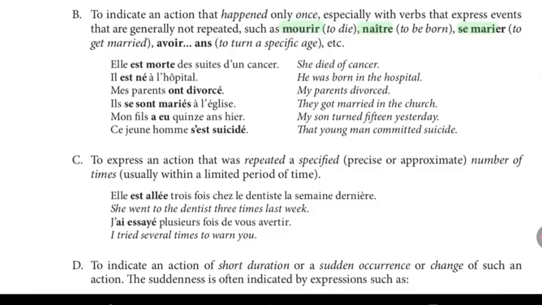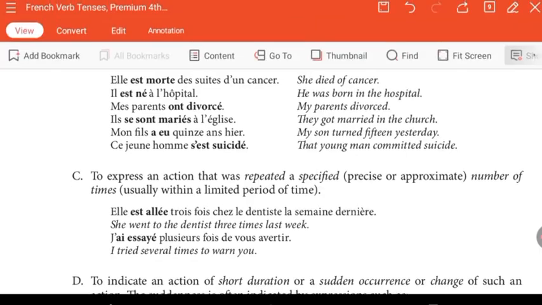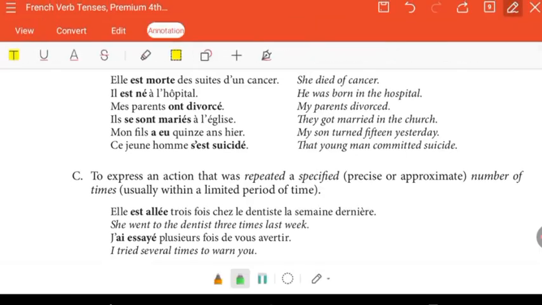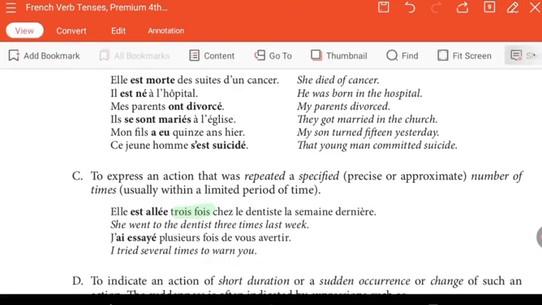Now, an action that is repeated, where it's specified, a precise number of times. Now, look at this sentence now. For number three, we can see we have, for example, elle est allée 3 fois. This marker of time, that's why we must use passé composé. 3 fois chez le dentiste. So she went to the dentist 3 times, but there's a specific time frame there.